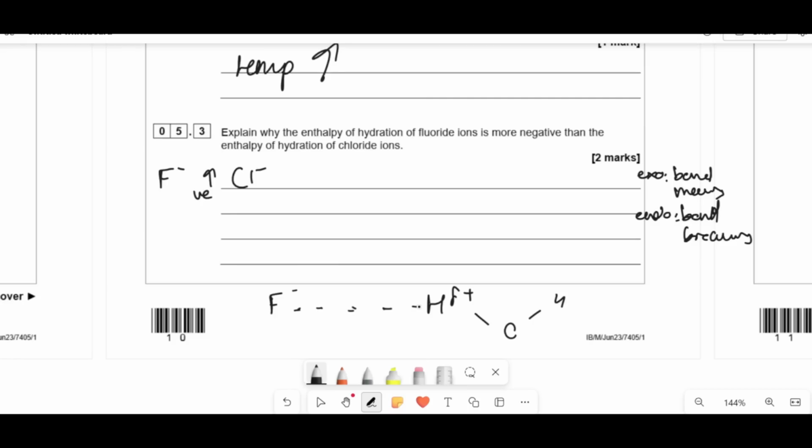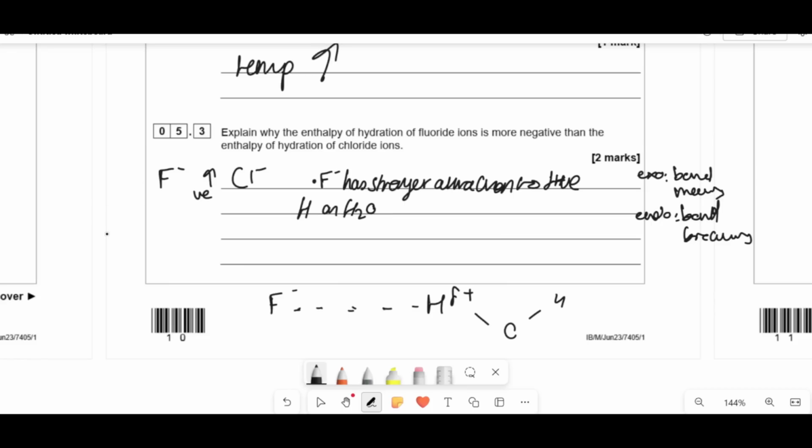So what you have to explain is that for some bizarre reason, whatever it may be, this forms stronger bonds, if you will, there's more attraction with the delta positive H's in the water, right? So start with the obvious, which is that regardless of whether you're going to actually know why, if you say that, you still get at least a mark. So F minus has a stronger attraction to delta positive H on H2O. You write the whole thing, I'm just being lazy here. And then we need to think why.